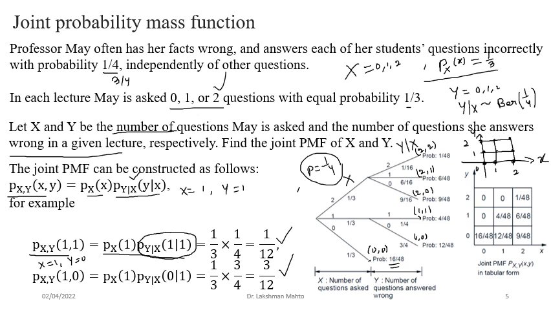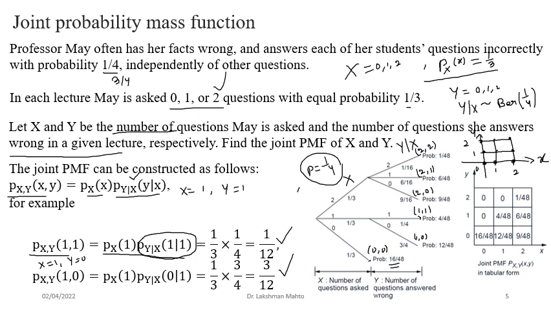What is the probability of x equal to 0? 1 by 3. What is the probability of y equal to 0 given x equal to 0? That means no wrong question. It is 3 by 4. And further, you can simplify it this way. Put a common denominator in all these. So these are the possible values of the joint probabilities.